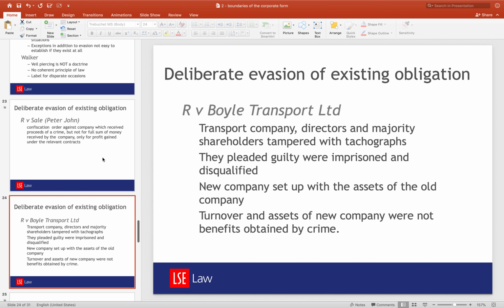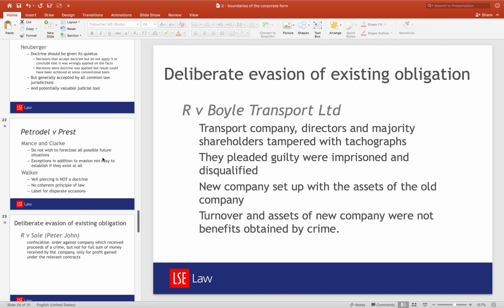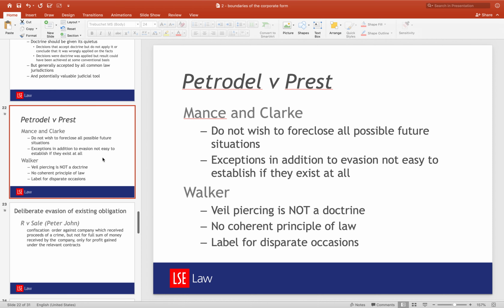So we are concluding on Prest. I think the conclusion we need to make is that veil piercing continues to be a doctrine to a very limited extent.